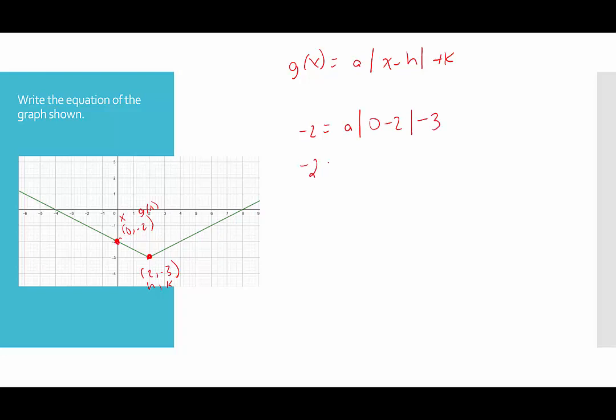So we get -2, nope, I'm going to add 3 to both sides, that's going to give me +1 equals a times, 0 minus 2 is -2, the absolute value of -2 is 2, so I get 1 equals 2a. Divide both sides by 2, I end up with a equals 1/2. As promised, there is a shrink on this graph, and also it's positive, which it should be because the graph is opening up. So to write our final equation, we get g of x equals 1/2 times the absolute value of x minus 2, minus 3.